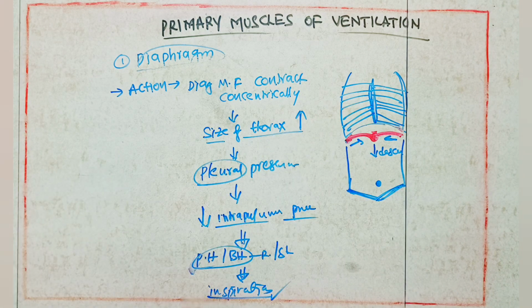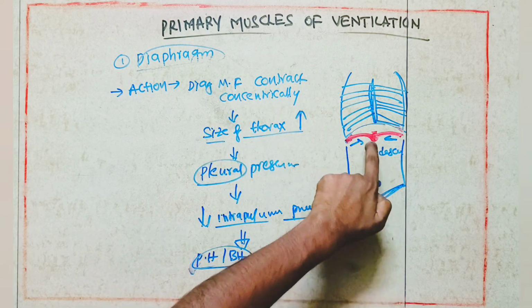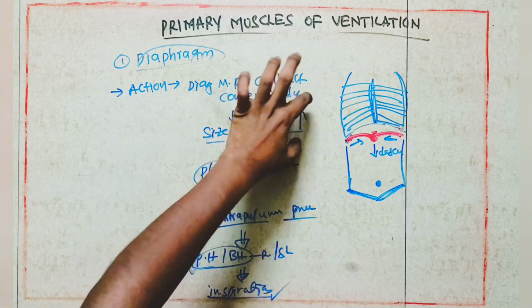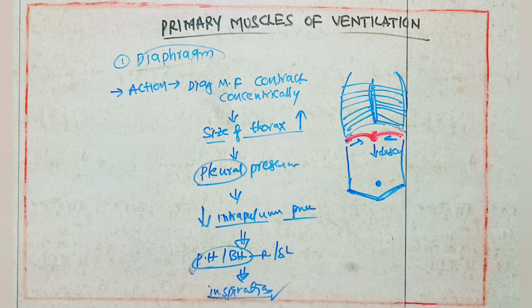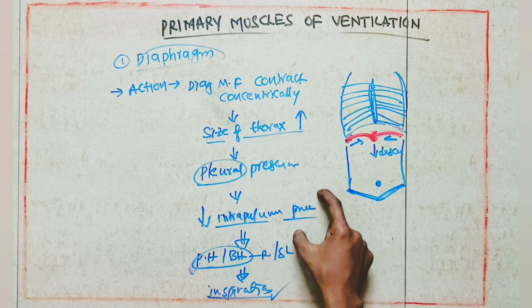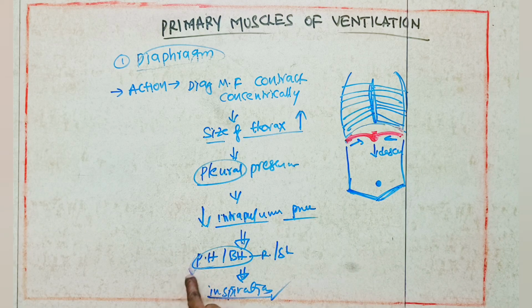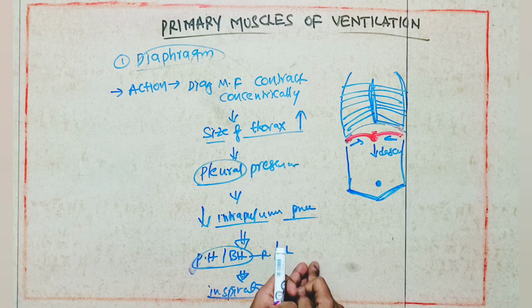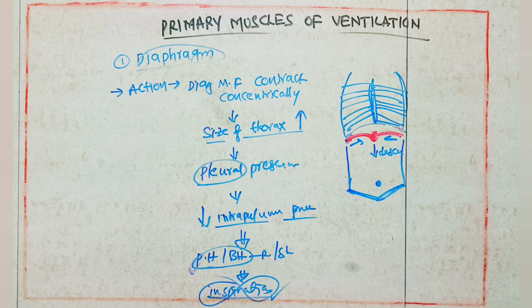So here the point is, when the diaphragm muscle is contracting concentrically, it is going to pull down the central tendon, descending downward. So the size of the thorax will increase. The increased size of the thorax is going to increase the pleural pressure. The increased pleural pressure is going to decrease the intrapulmonary pressure. Because of these things, we'll get the pump handle, bucket handle movements in the ribs and sternum. Then the patient will get the inspiration. Okay, this is about the action of the diaphragm in inspiration.